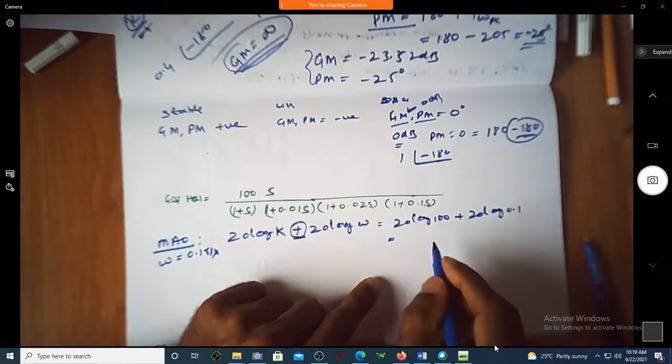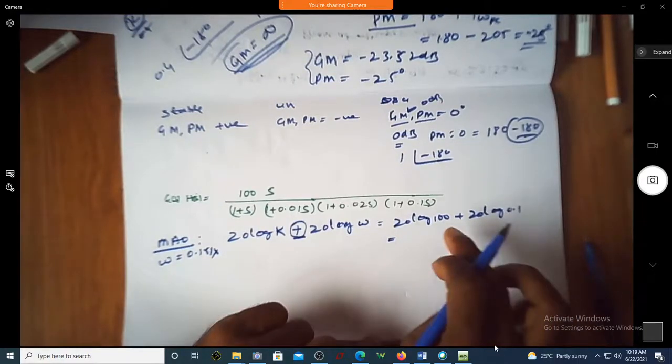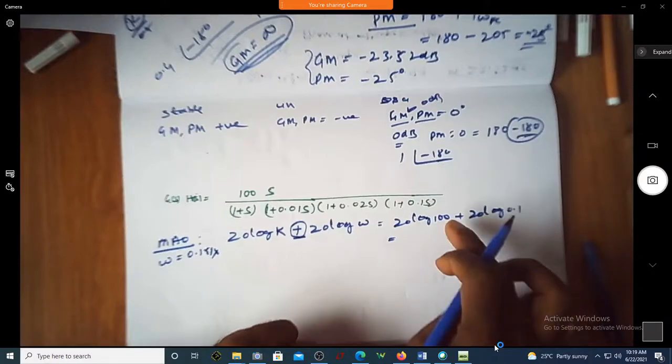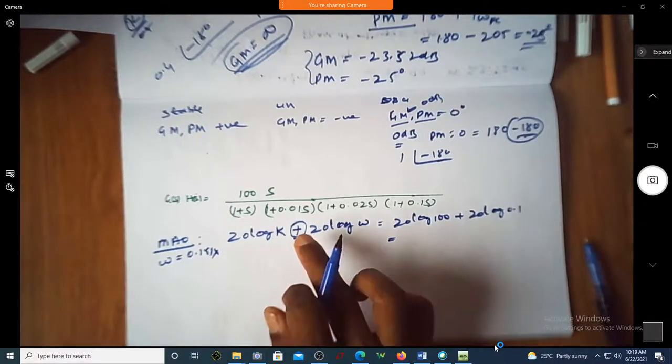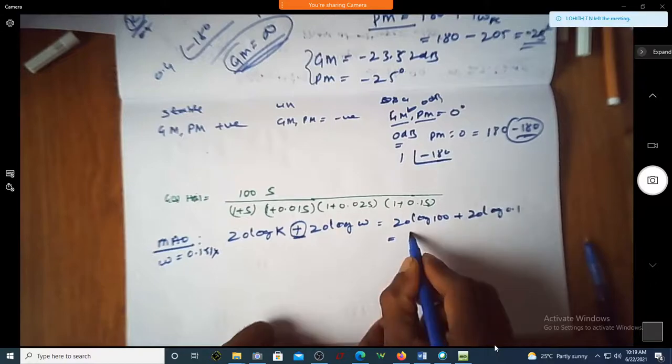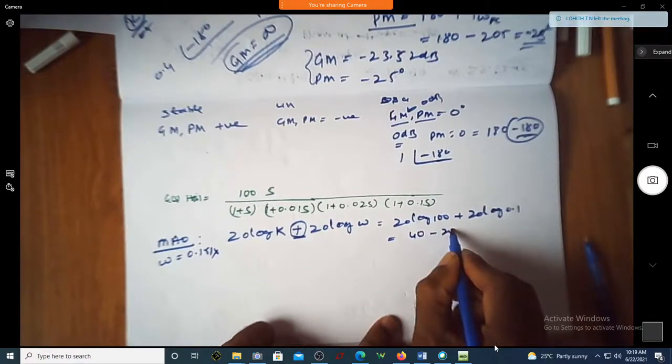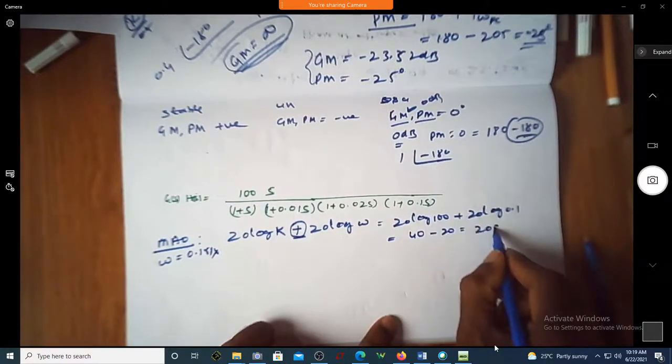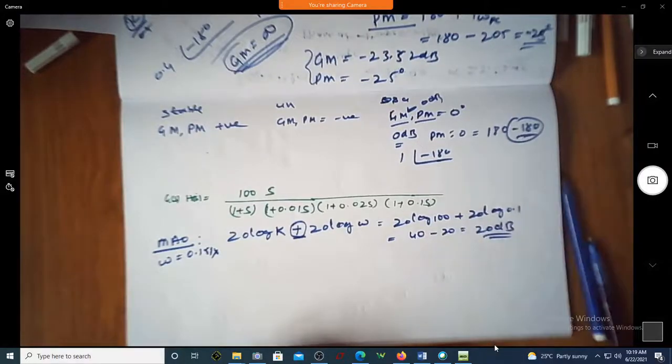So I just want to know from you, do you have any doubt in how we write it and what is the significance of this? So it is 40 minus 20, is it not 20 dB? Does anybody have any doubt why I'm writing it as plus for a 0 and why it is negative for a pole? Shall I explain it again? So this is magnitude at the origin.